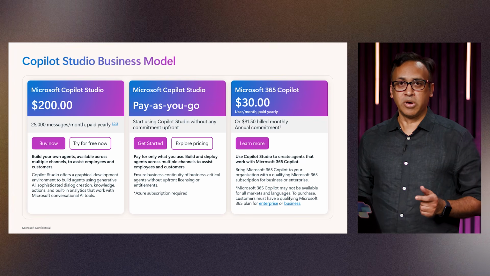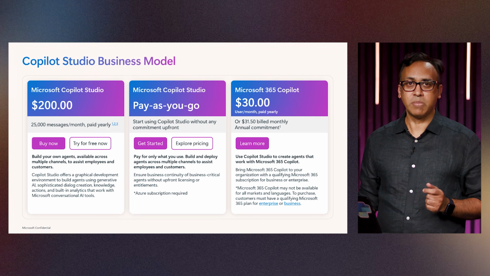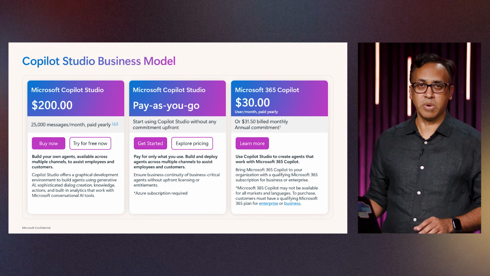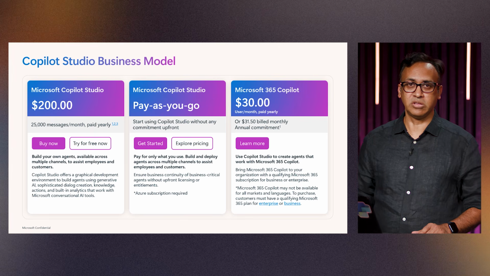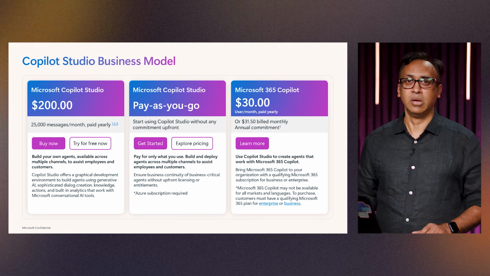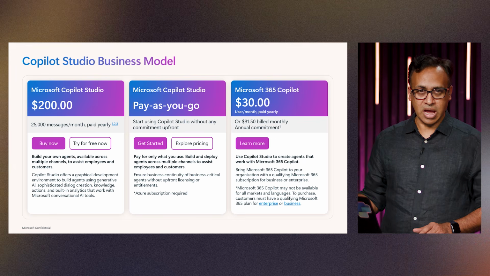First, for more predictable usage, there is a message pack option. It's $200 per tenant per month for 25,000 messages. You can buy it directly in Microsoft 365 Admin Center as an add-on. The message pack is applied at the tenant level and you can buy multiple packs as needed.